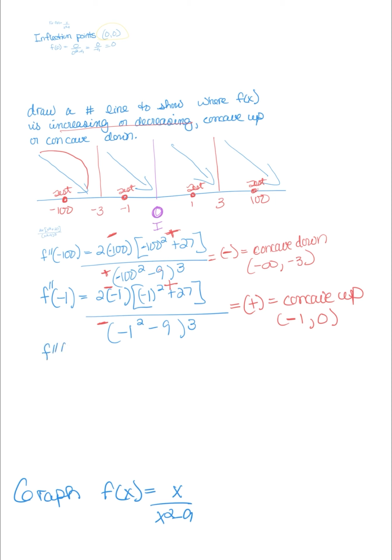And then we have f prime prime of 1 equals 2 times 1 times 1 squared minus 9 all over 1 squared minus 9 cubed. Okay, so we see we're going to be positive. Why did I put that there? Y'all saw that?